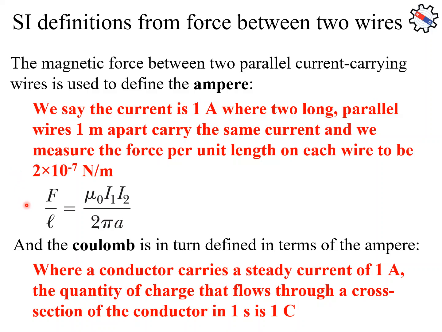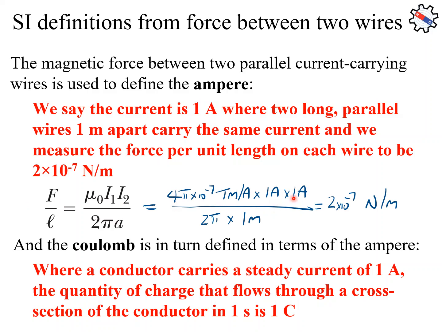Using the equation from the last page, we put the numbers in. We say we have an amp only where we measure this force per unit length. And you can see that comes out from that equation. As I say, the coulomb's defined from this too. 1 coulomb has passed at a junction in a conductor per second when we have 1 amp flowing.